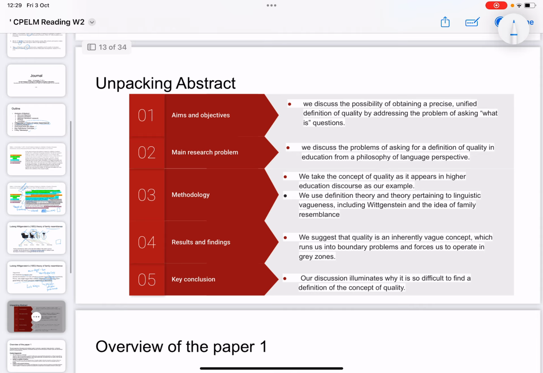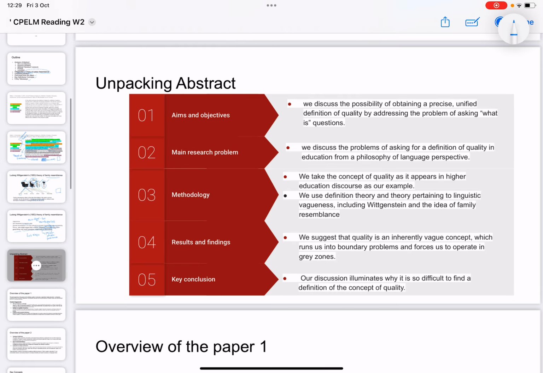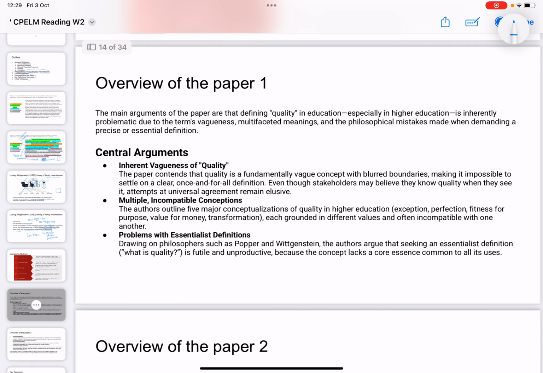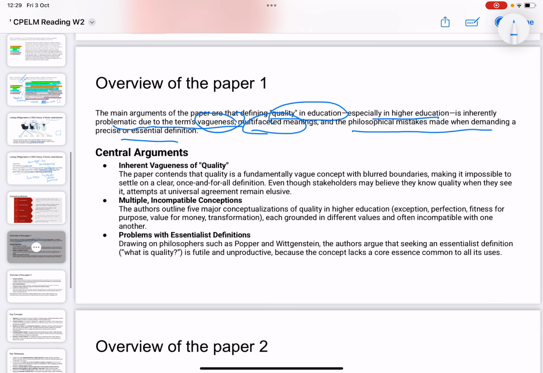So unpacking the abstract, I think we have covered this. So some overview of the paper. The main argument of the paper: defining quality in education, especially in higher education, is inherently problematic due to the term's vagueness, different meanings, and the philosophical mistakes made when demanding a precise or essential definition. Some key points that you can look into. I'll also provide links to the slide.